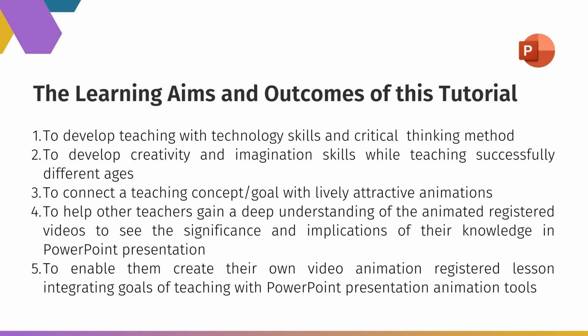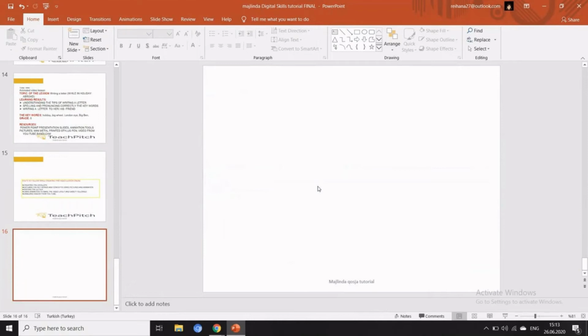The learning aims and outcomes of this tutorial: to develop teaching with technology skills and critical thinking methods, to develop creativity and imagination skills while teaching successfully at different ages, to connect a teaching concept or goal with lovely interactive animation, to help teachers gain a deep understanding of the animated register videos, to see the implication of their knowledge in PowerPoint presentation, and to enable you to create your own video animation lesson, integrating goals of teaching with PowerPoint presentation animation tools. How to embed a video.